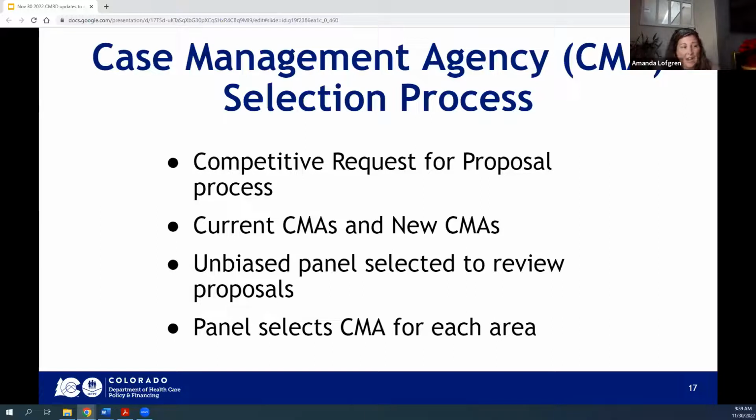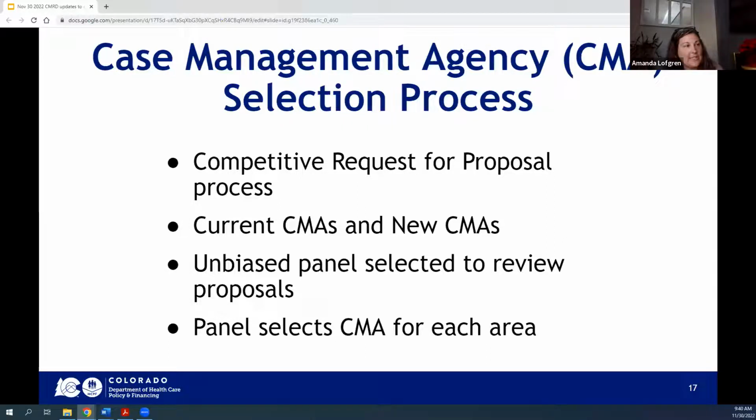This is a very prescribed legal process wherein applicants will submit their responses, and the department will convene an unbiased committee to review and determine which case management agency is best suited to serve each area. So again, because of the formality around this process, at times the department has had to be very careful about when and what we say, because we can't divulge information that will be in that RFP prior to its release. But what we can talk about is the process.